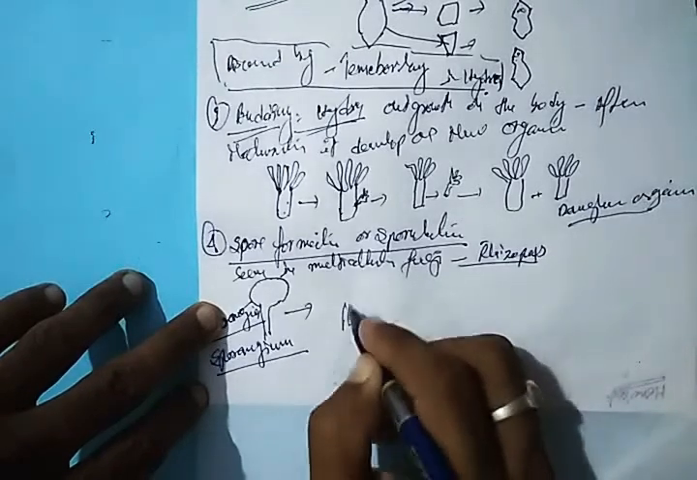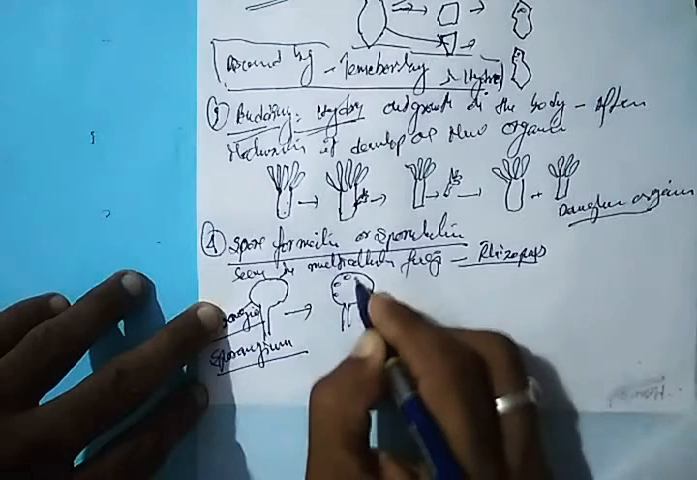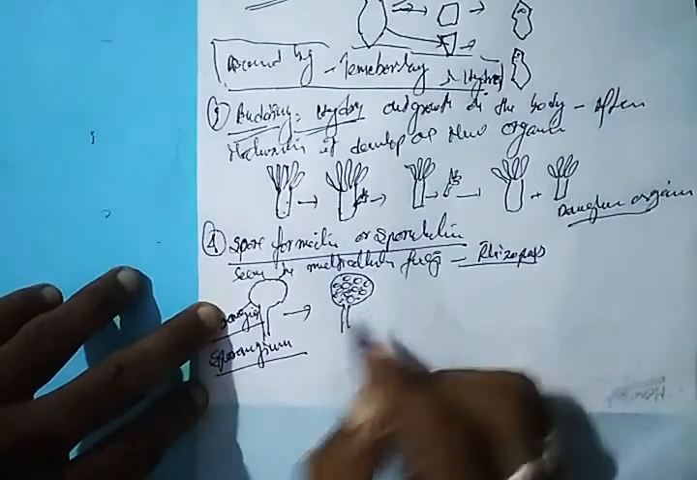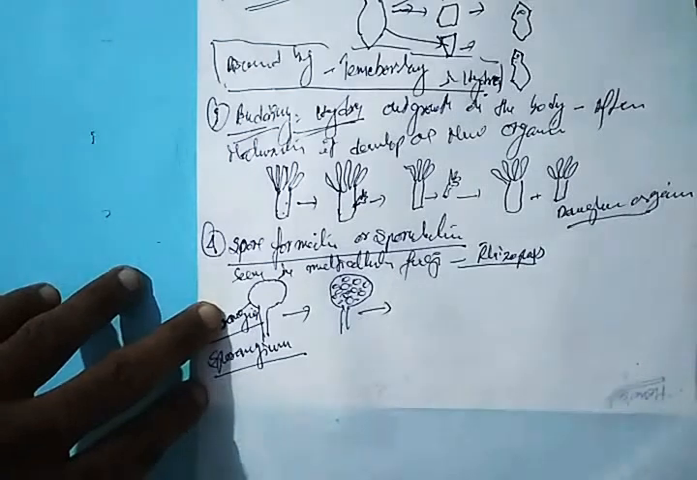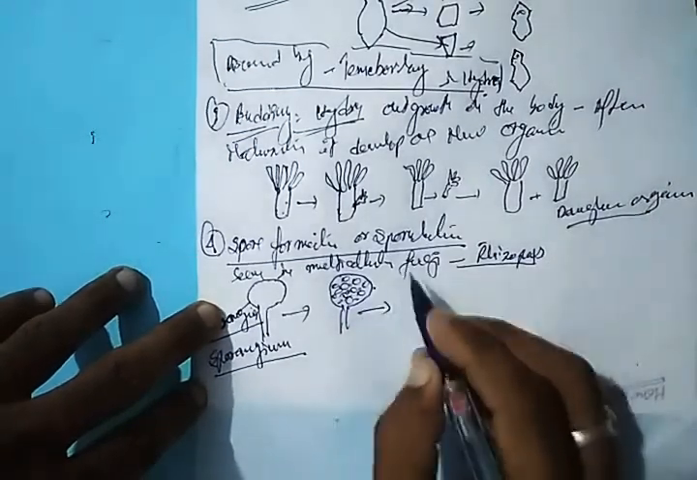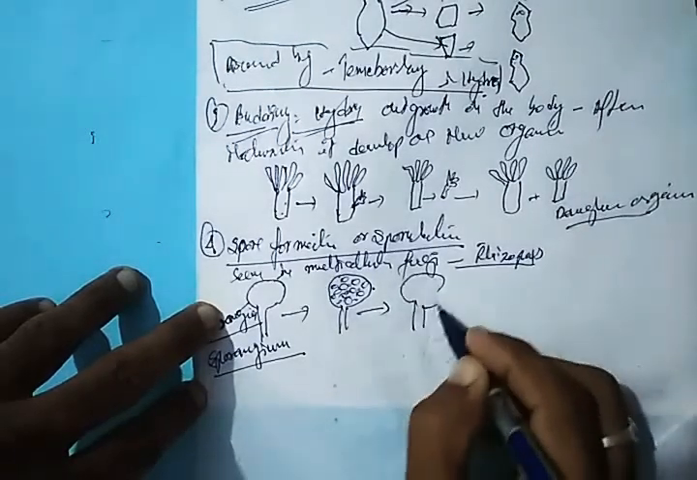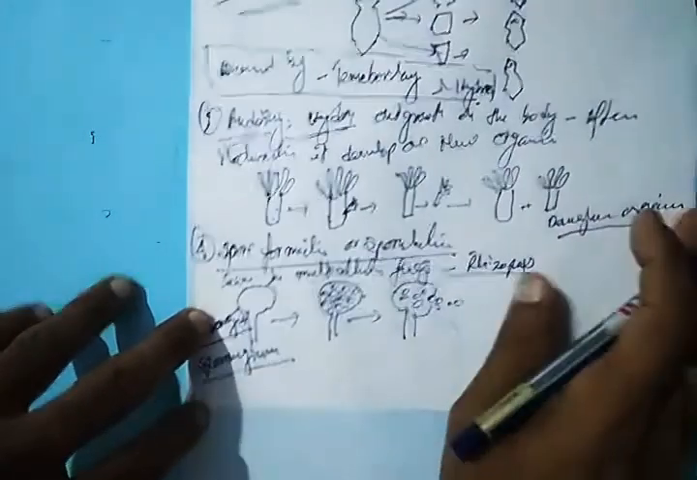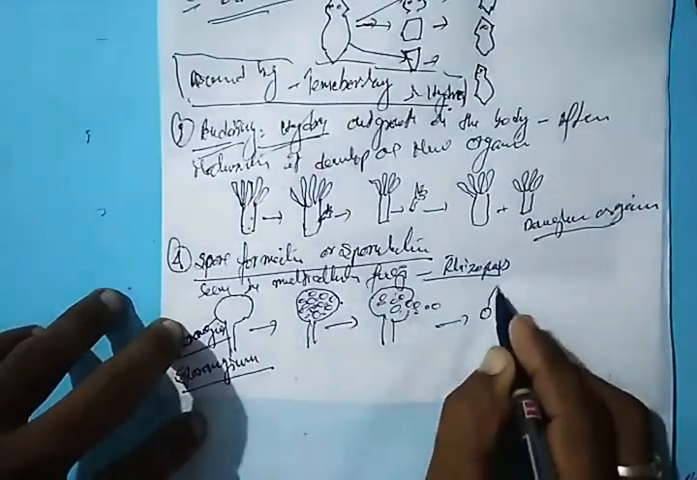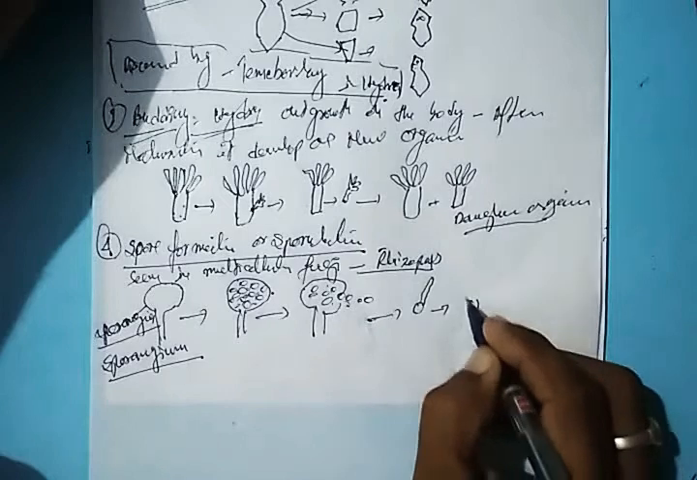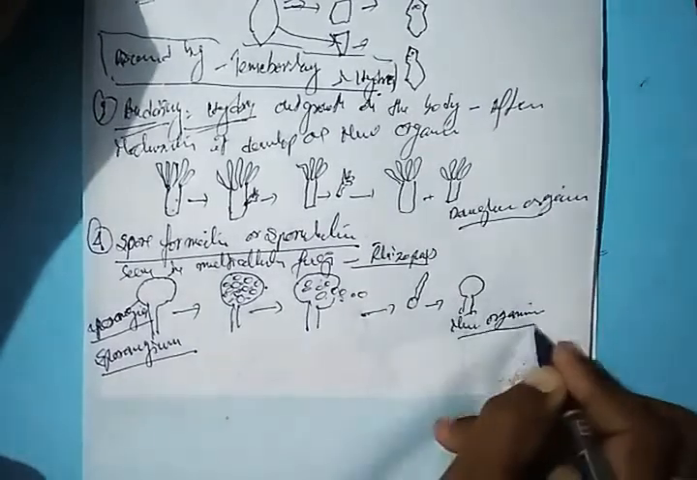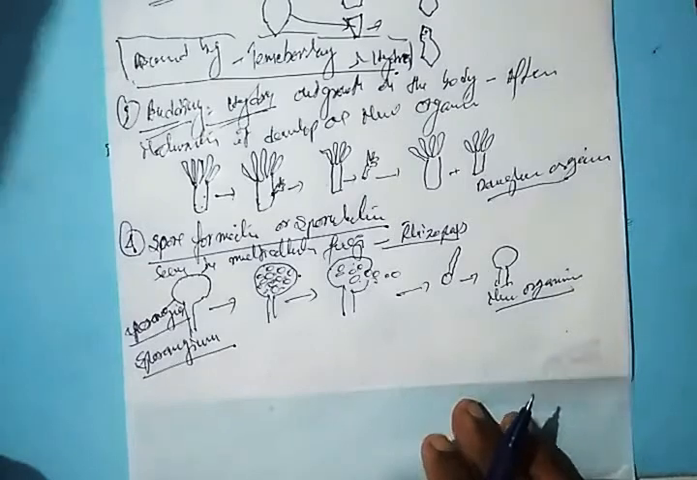Okay, in this sporangia, small particles which are called spores develop and mature, and when they are mature, the outer layer of the sporangia ruptures and spores come out from the sporangia and develop as a new organism. So it is very simple.